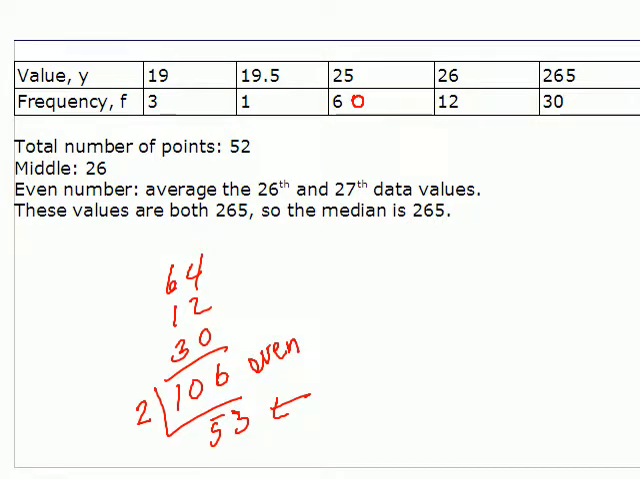All right. So how would I find the 53rd data point? Well, I've got 3 here, 1 here. It's going to be somewhere in this group. So actually, it's going to just be 25. Sometimes you'll be averaging ones that are next to each other. But again, use the frequency. Don't line them up.